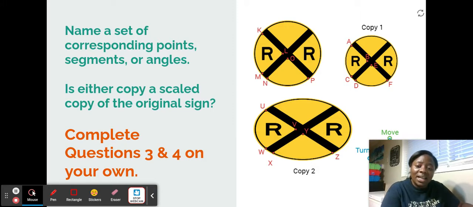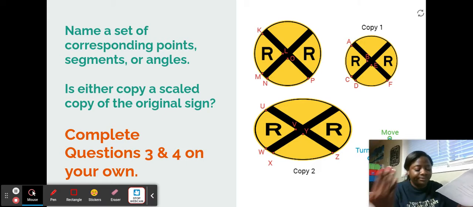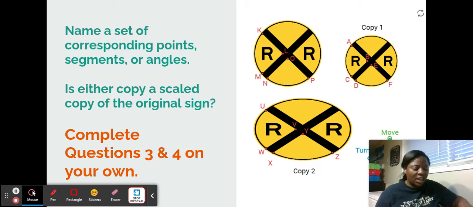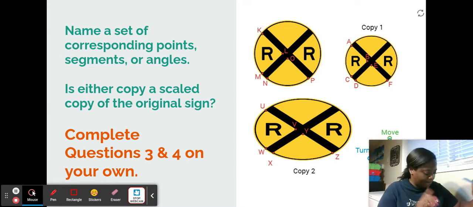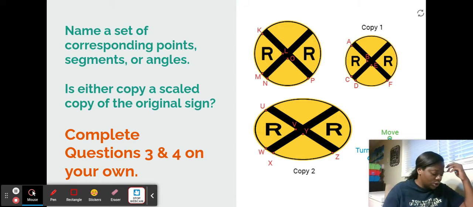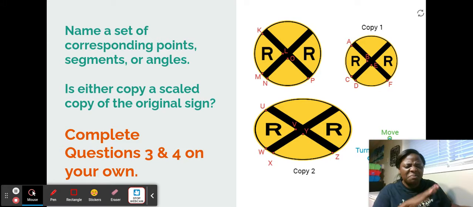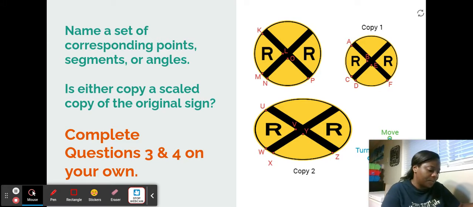Okay, so looking at questions number 3 and 4. Number 3 and 4 are asking for tracing paper. I'm sorry, I did not put any out. So I guess we have to use our imagination. That was from SpongeBob. Let's move past that. Number 3 says use tracing paper to compare angle KLM with its corresponding angle in copy number 1 and copy number 2. Okay, let's not use tracing paper.